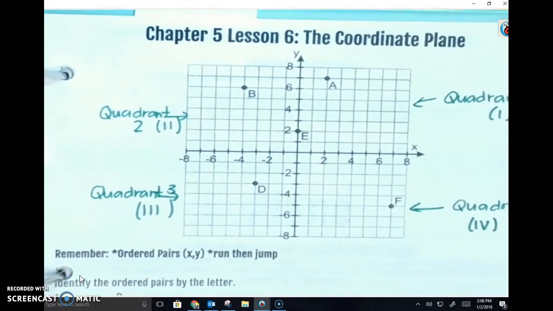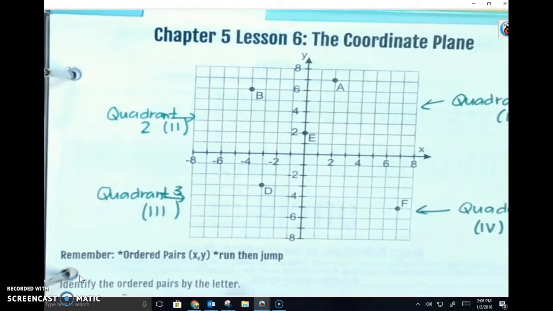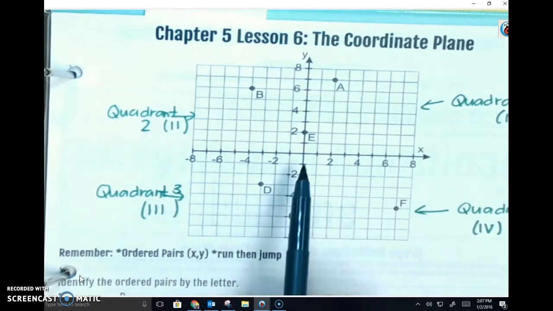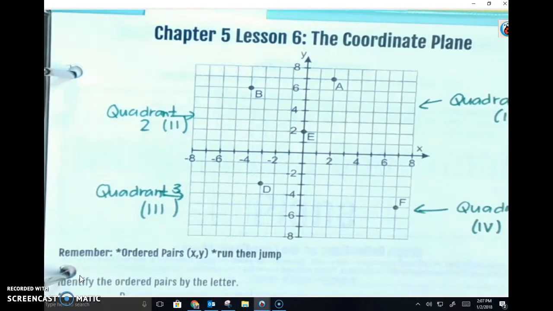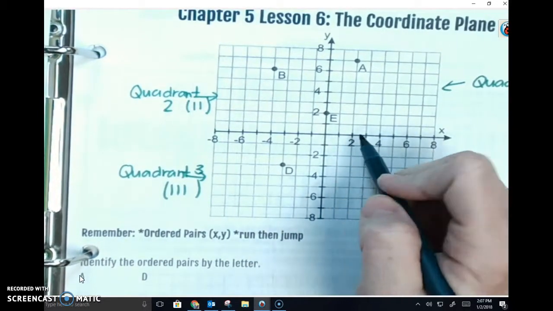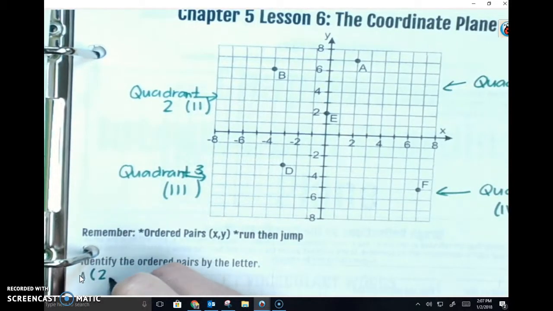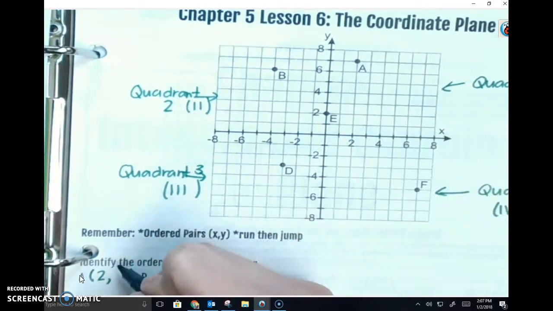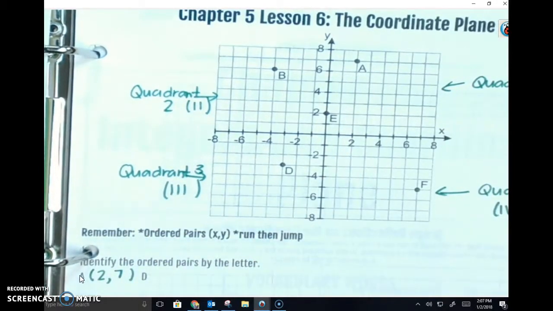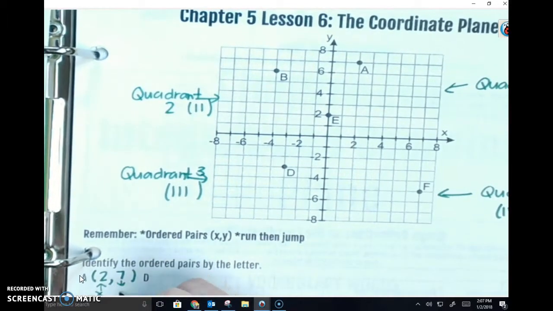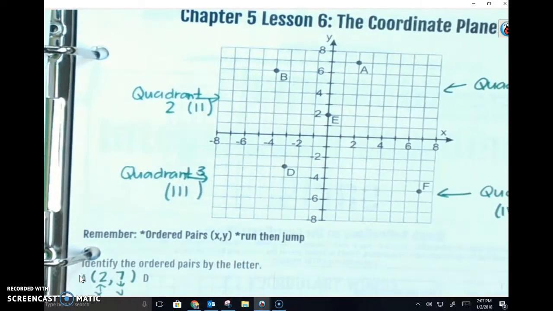Okay, when we're doing coordinate planes and plotting things, we're going to run and then jump. So that means we're going to run along this line first, and then we're either going to jump or we're going to fall down. So if we look at letter A, so that's the first one, we are going to run to 2. So our first letter is 2, comma, and we're going to jump all the way up to 7. So 2, comma, 7. This first number right here, that's the X coordinate, and the second one is the Y. So this is X, and this is the Y, just like it says right there.